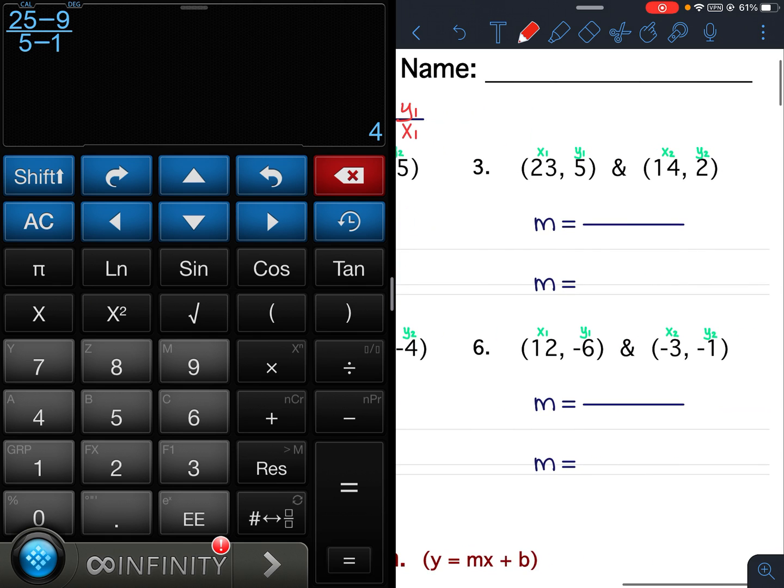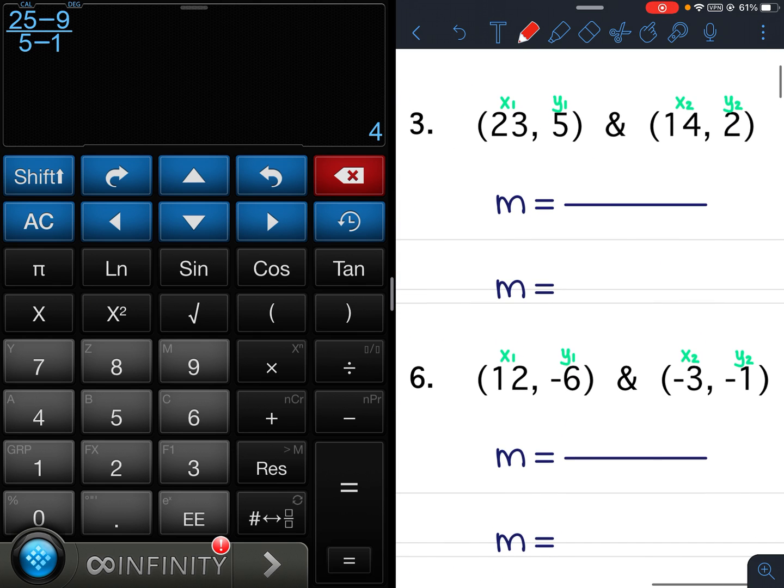Now I'm going to do number 3 with you. So again, the formula is y2. y2 is right here. That is 2 minus y1, which is right here. So that would be 2 minus 5 in the numerator. On the bottom, you take x2. That's x2 right there. So that's 14 minus x1, which is the 23 right there.